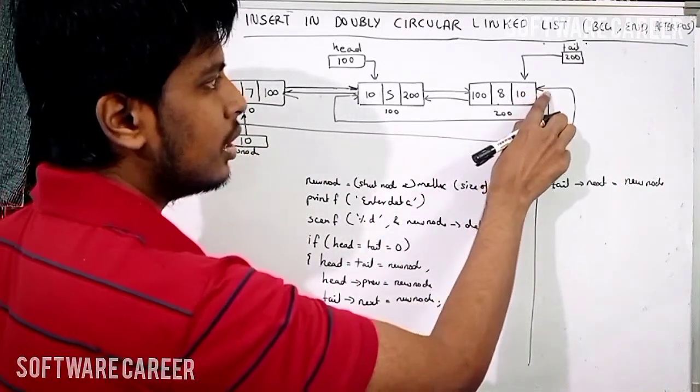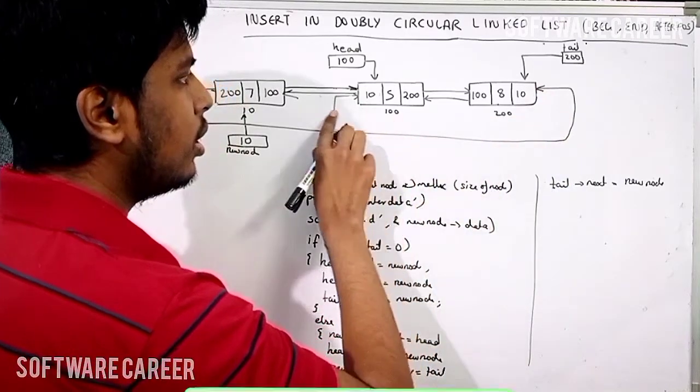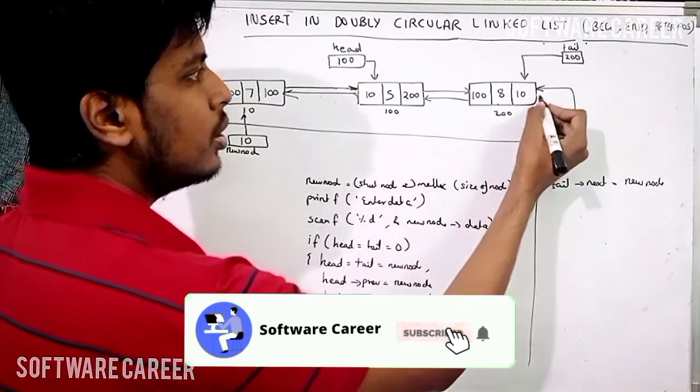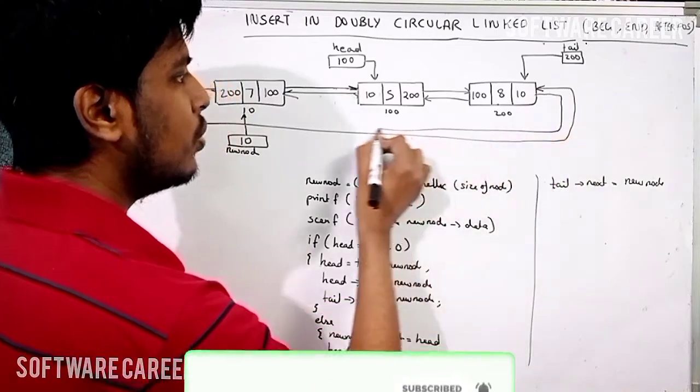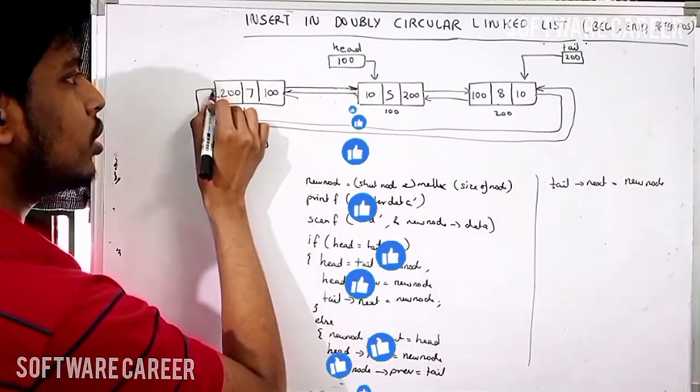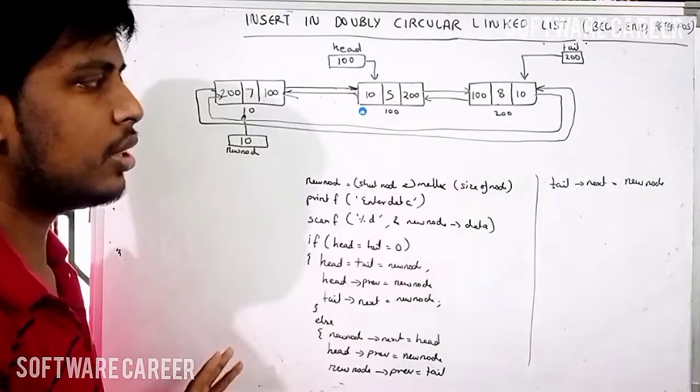Now this link is cancelling. It's not pointing to the node 100 anymore. Now this node is pointing to the node which has address 10. So see, you have created a doubly circular linked list.